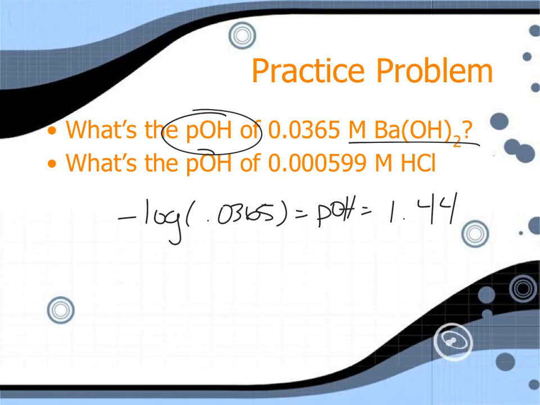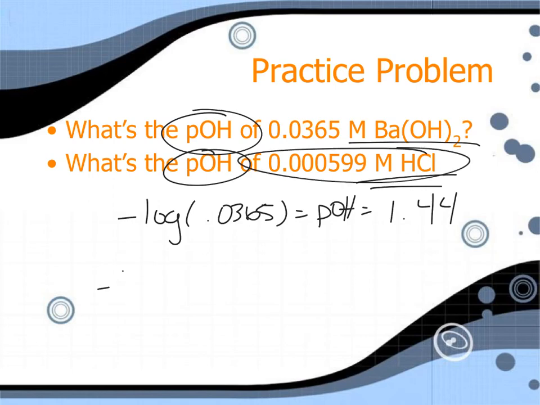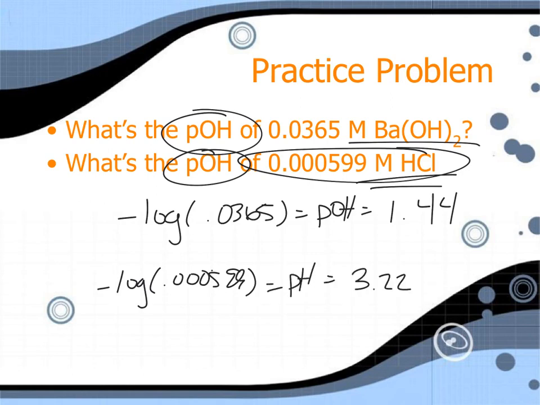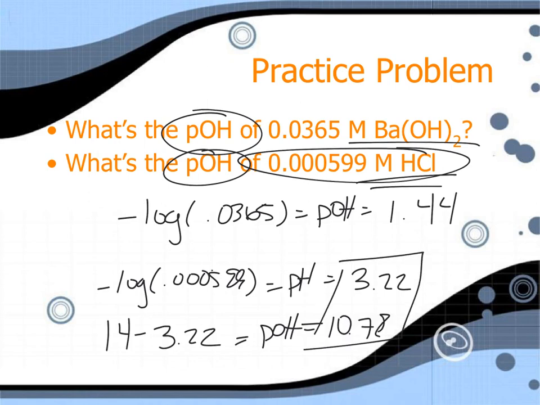Now this next question also asks for what the pOH is, but it's of an acid, not a base. So this is going to take, once again, a series of 2 calculations. First, since I have an acid, I can take the negative log of that acid and find the pH, which is 3.22. And to find the pOH, I'll take 14 minus 3.22 and get 10.78. If you notice, these two numbers, the pH and the pOH, always add together to equal 14.